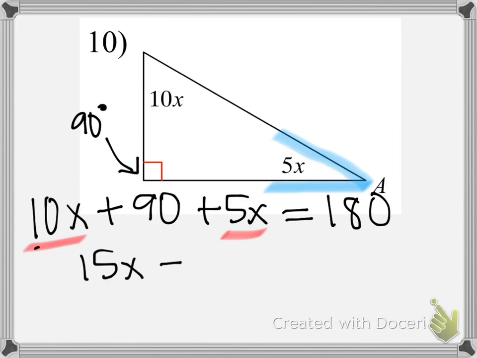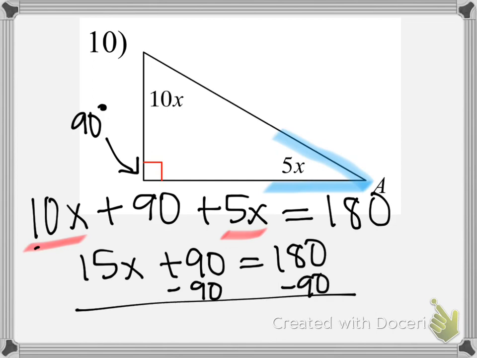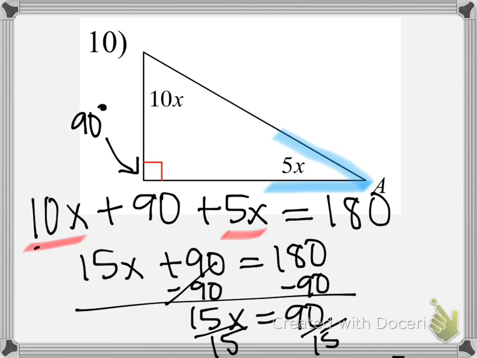And then so here, thank you, the 10x plus the 5x is going to leave us with 15x plus 90 is equal to 180. We want to get the x by itself, so we're going to subtract the 90 from both sides. And then here, when we do that, we get 15x is equal to 90. And so then we're going to divide both sides by 15. And so when we do that, we get x is equal to, what does that leave us with?